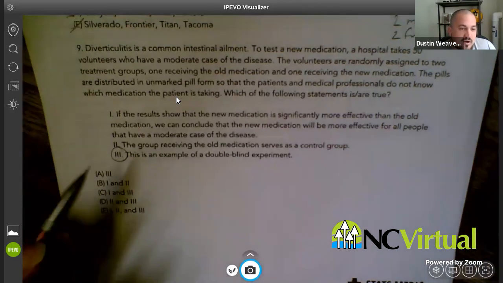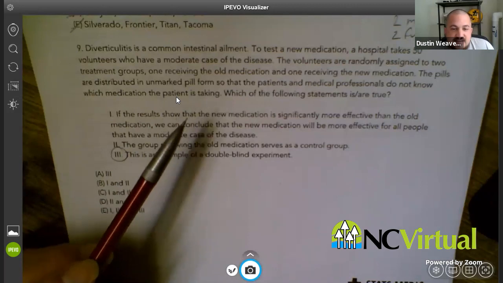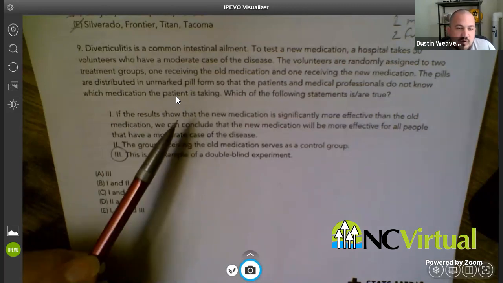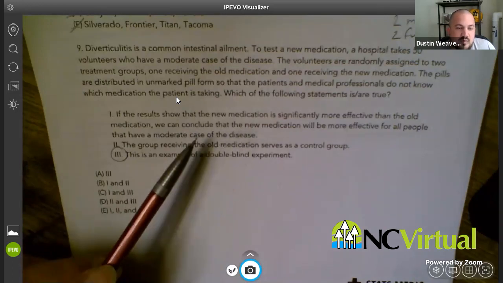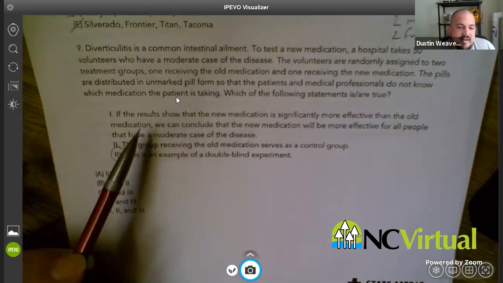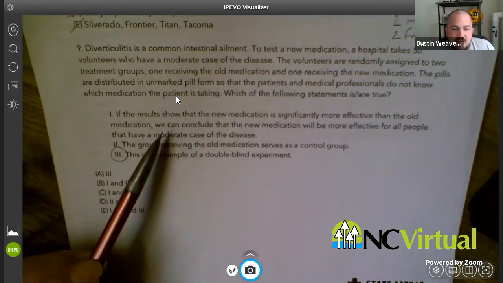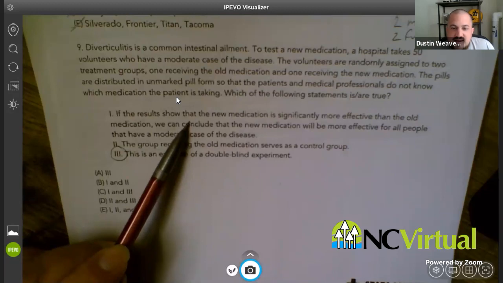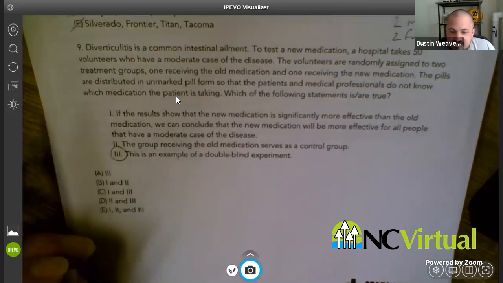Now, number 1, if the results show the new medication is significantly more effective than the old, we can conclude that the new medication will be more effective for all people that have a moderate case of the disease. Now, the reason we can't conclude it will be effective for all people that have a moderate case is why? Why can we not conclude that it would be more effective for all people that have a moderate case of the disease?